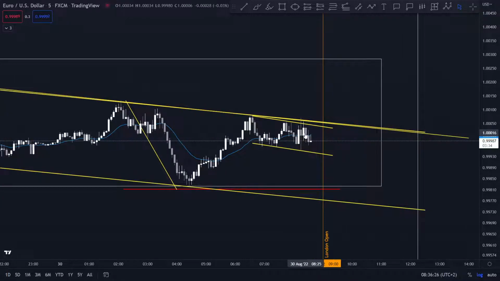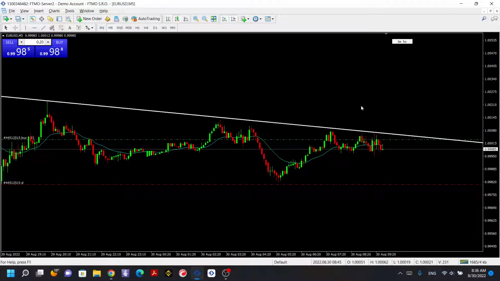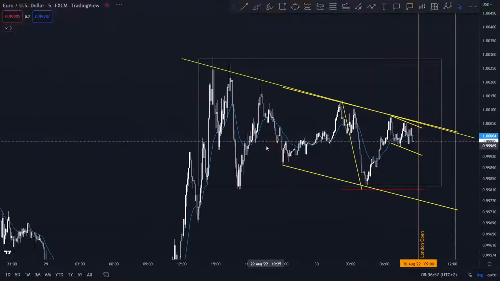I see here there are more bear bars than bull bars. So there's 1, 2, 3, 4 bear bars, 1 bull bar, 1 bear bar, 1 bull bar, 2 bear bars. So I believe there are more bear bars in this formation than bull bars. Also here, more bear bars. I'm just totally not comfortable with this setup.